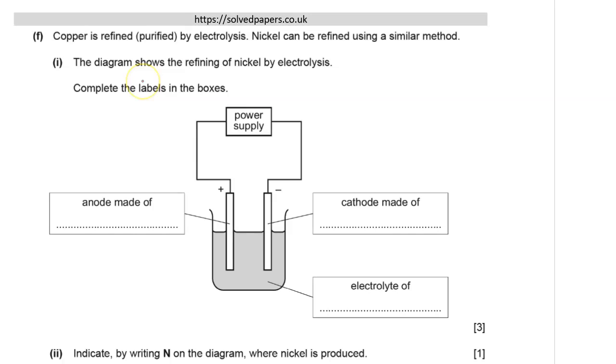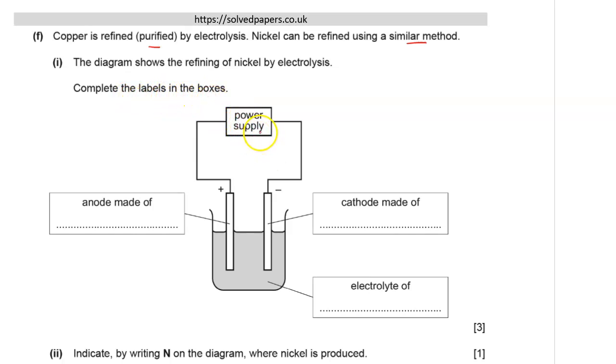Copper is refined, purified, of course, by electrolysis. Nickel can be refined using a similar method. The diagram shows the refining of nickel by electrolysis. Complete the labels in the boxes.